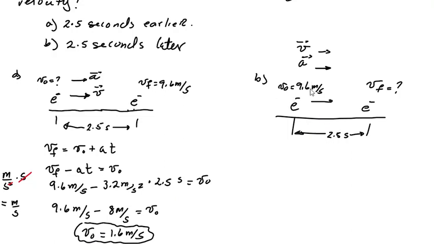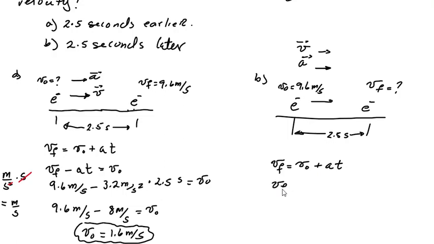So we are now here with our electron moving at a 9.6 meters per second velocity with a constant acceleration of 3.2 meters per second squared in the same direction of the velocity. So I know now the initial velocity of the electron. I don't know the final velocity. That would be 2.5 seconds after this instant. So using the same equation, we say V final is equal to V initial plus acceleration times time, right? In this case, I know the initial velocity. I don't know the final velocity.